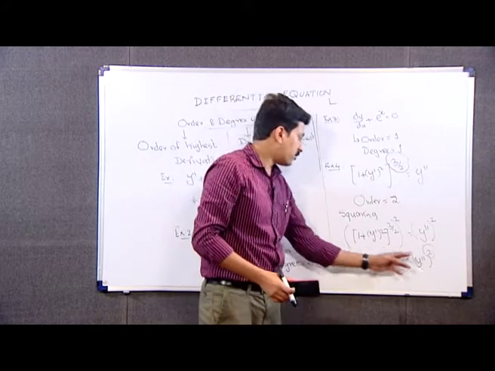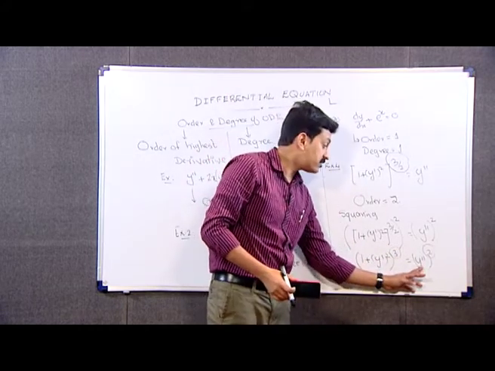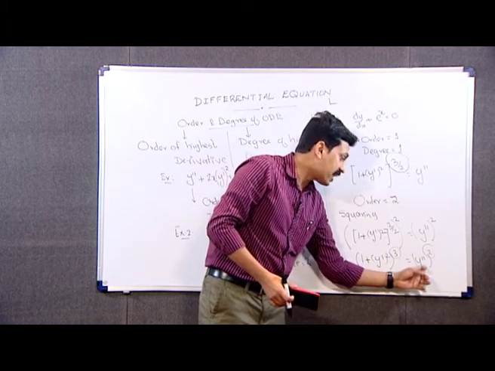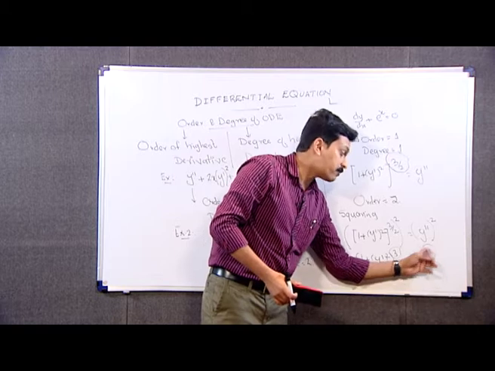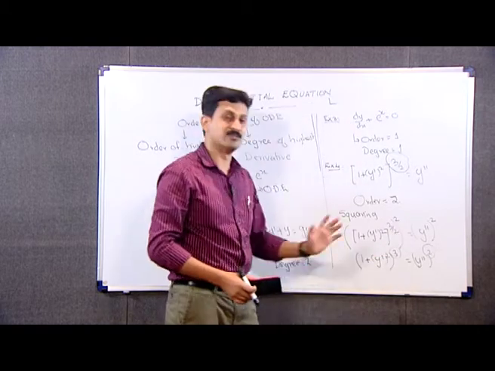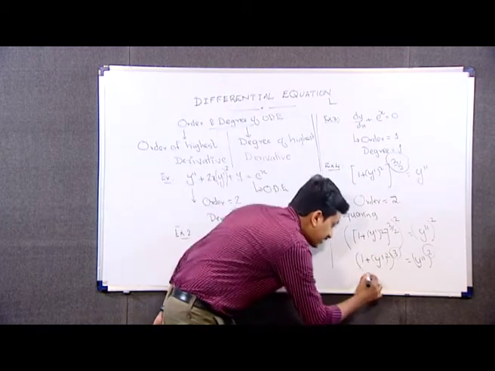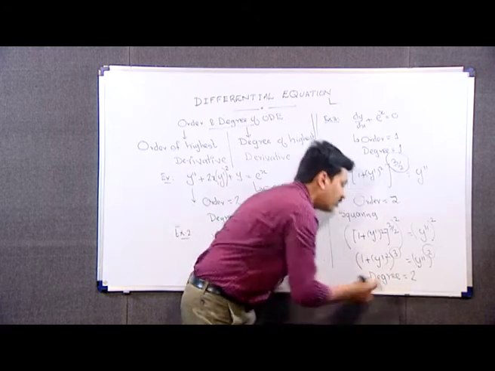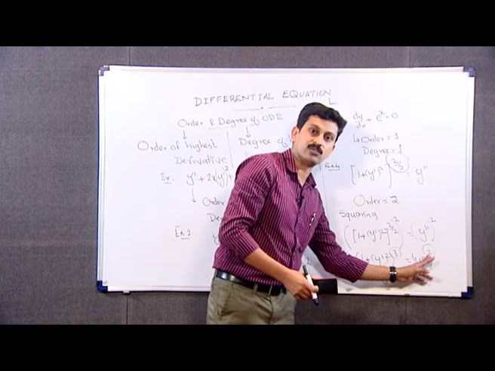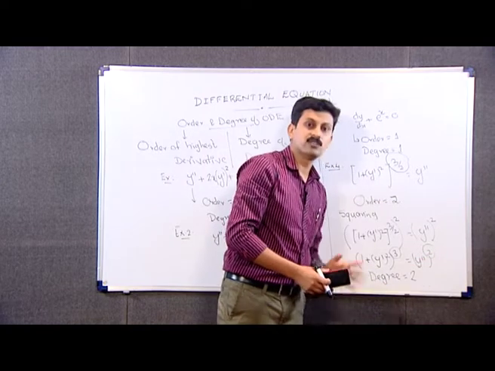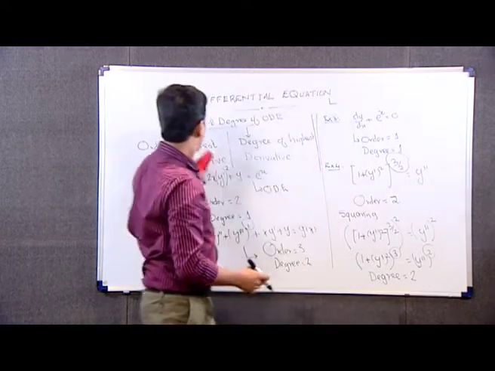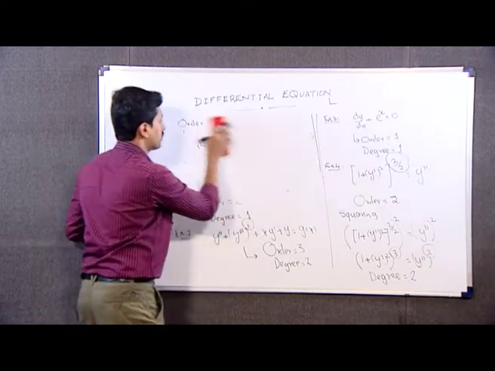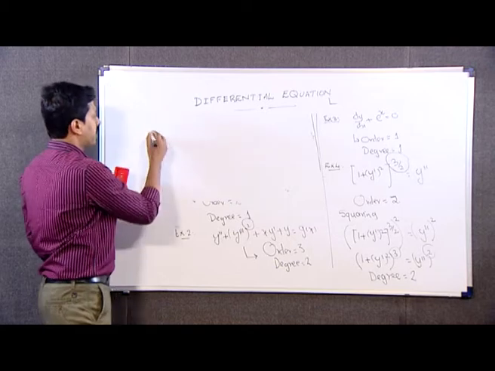Now here we know that the highest order derivative is y double dash, am I right? Because this is the highest order derivative, the maximum power of the highest order derivative is equal to 2. Therefore, the degree of this differential equation is equal to 2. I would like to move on to one more example, example 5.